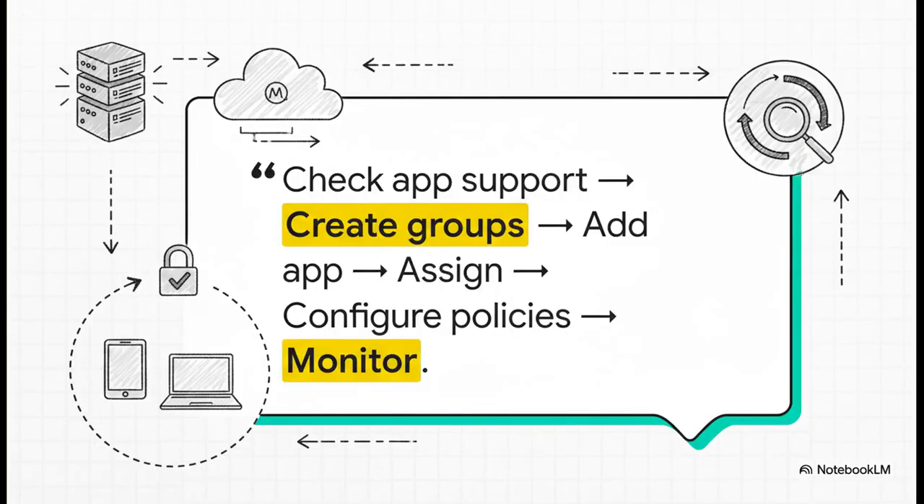So if you take just one thing away from this whole explainer, please make it this 6-step process. From checking compatibility all the way to monitoring the results, this is the fundamental workflow for doing app management right in Intune. This is your blueprint.